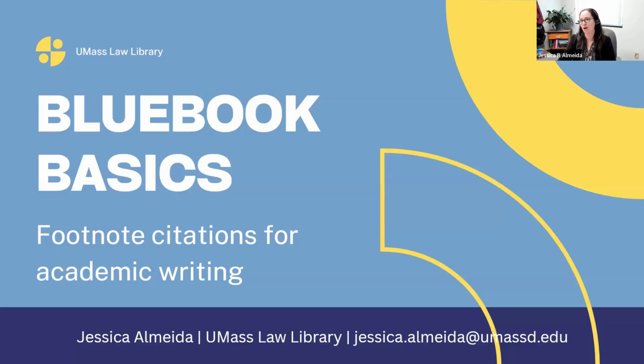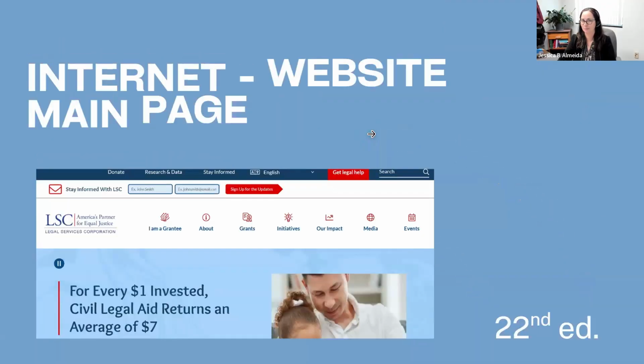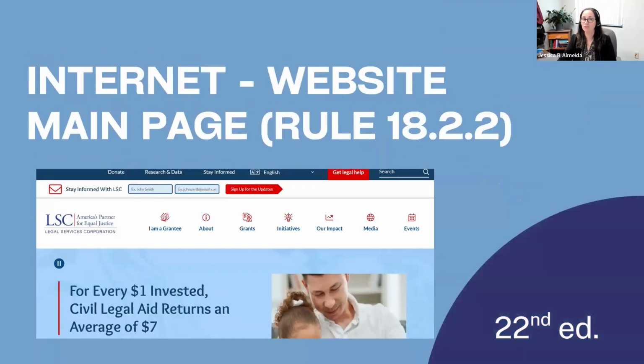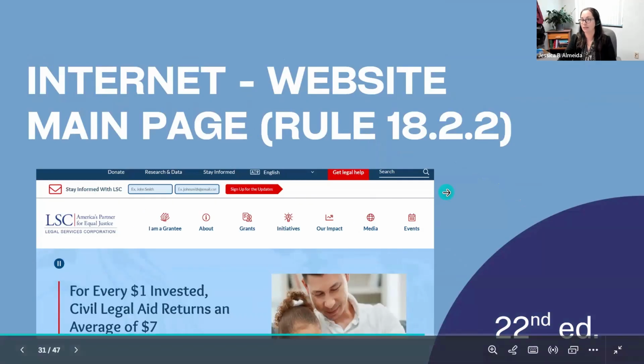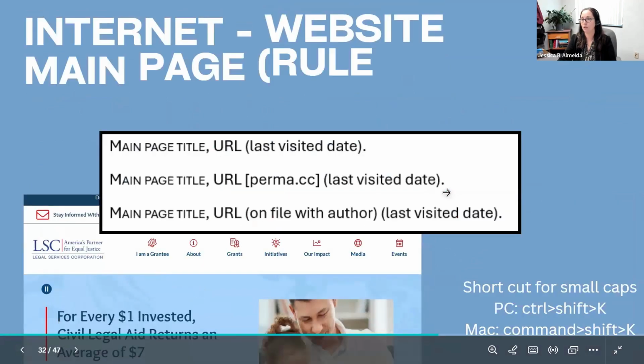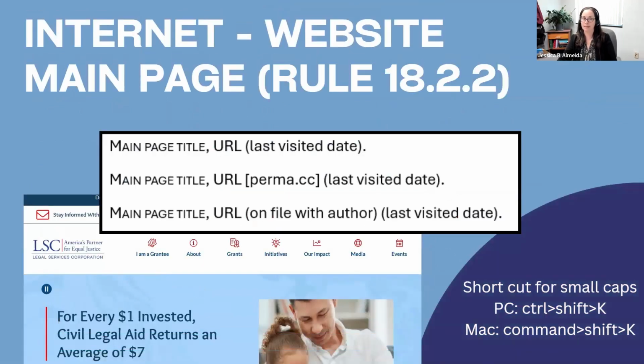In today's video, I will be discussing just a few of the citation formats for internet resources. We're going to start with main pages of websites, and that's Rule 18.2.2 of the 22nd edition of the Bluebook. You can see I have an example here, but first let's go over the general format.